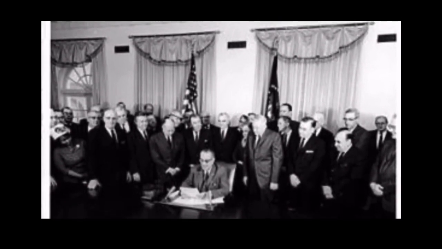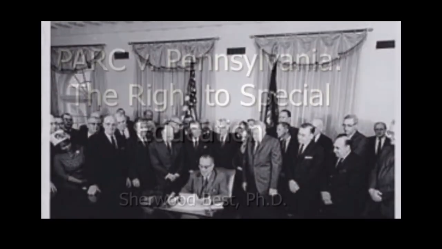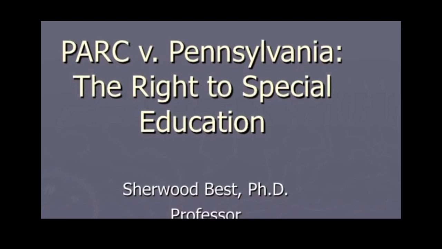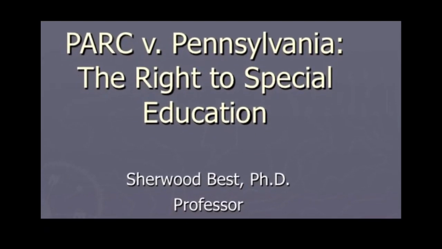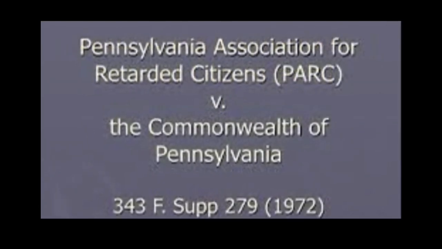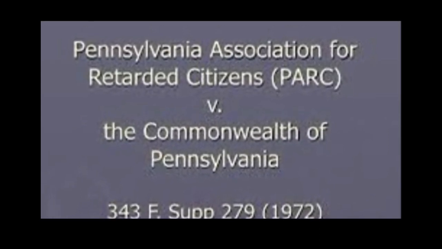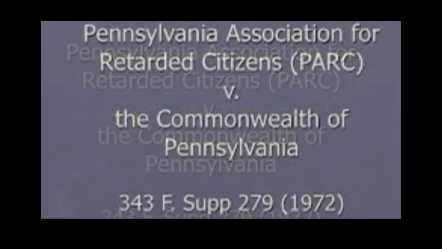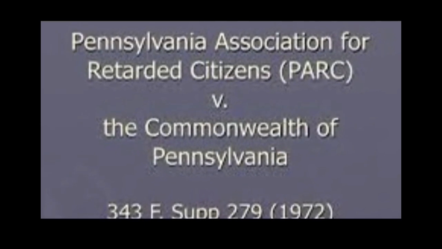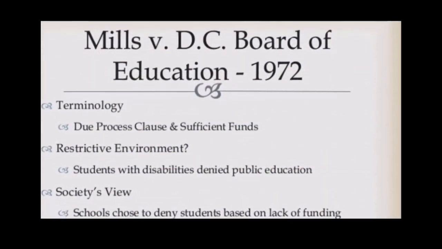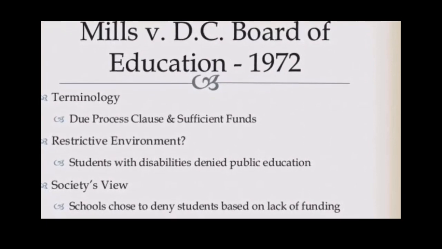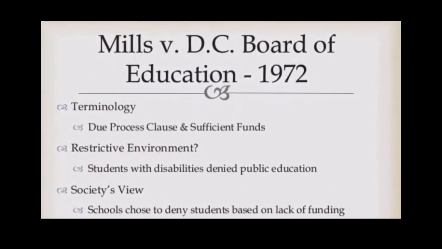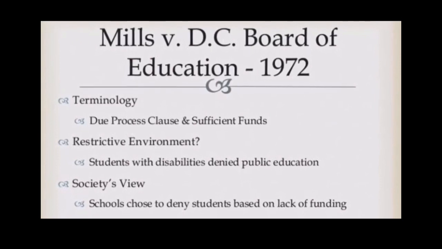Another case that followed Brown v. Board of Ed was the case of PARC and Mills, which used Brown's decision to specifically address the issue of education for children with disabilities. The reason this was brought up is that during this time there were many more children with disabilities who were not in school and were denied public education because of their condition.